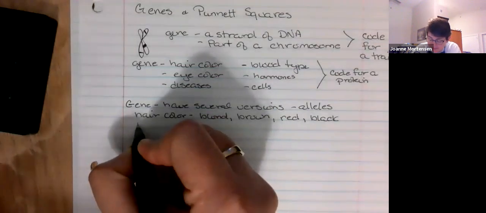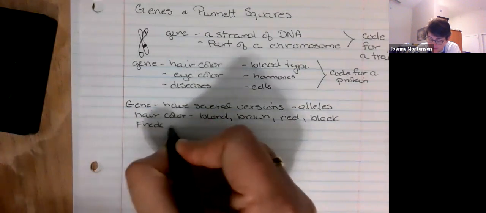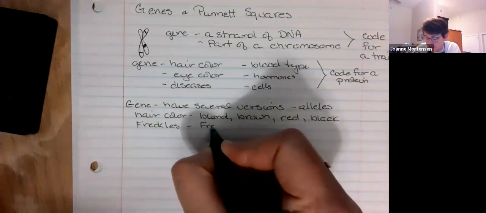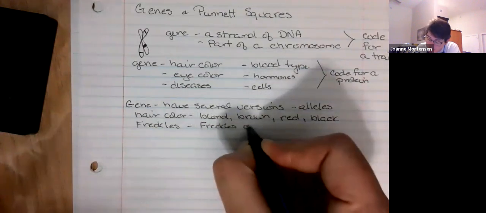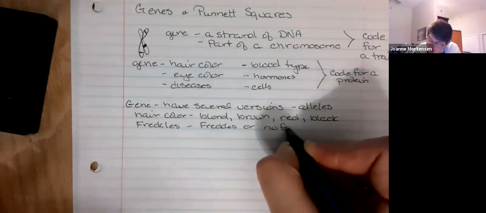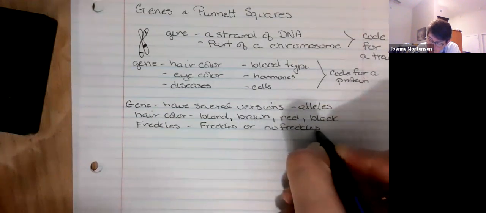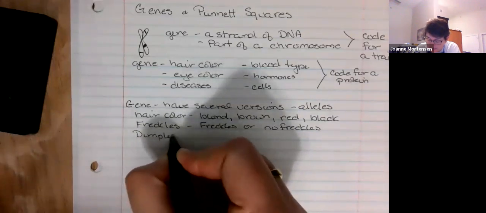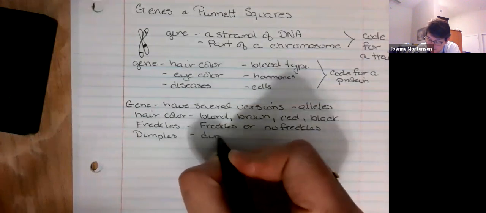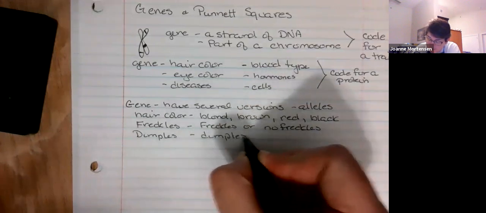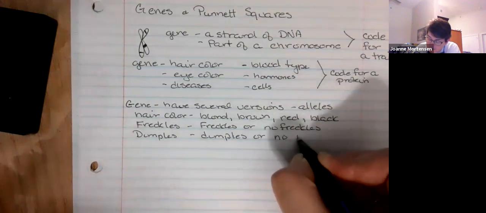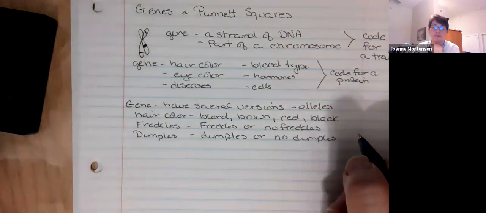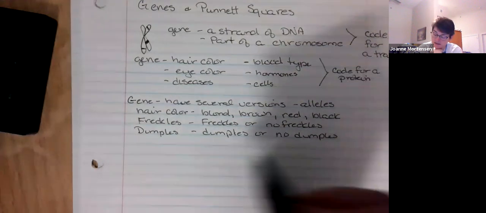Something simpler, freckles. Do you have freckles or no freckles? Dimples, same thing. Or no dimples. Okay. So there's a bunch of them. So these things are all different alleles.